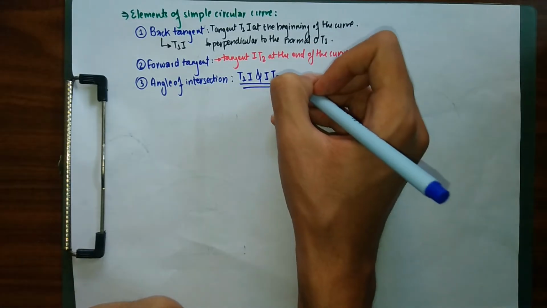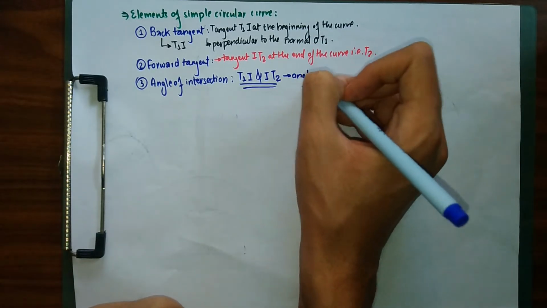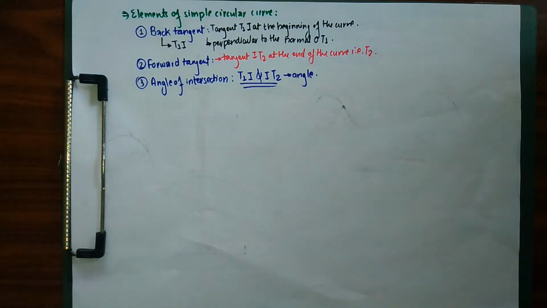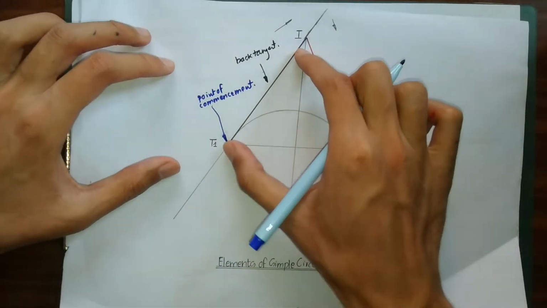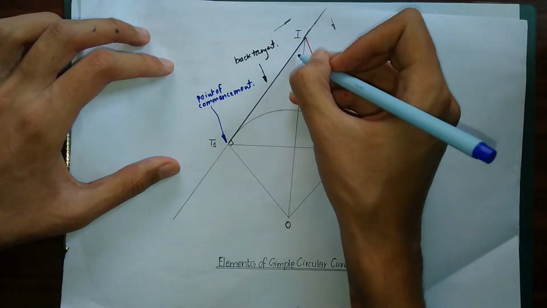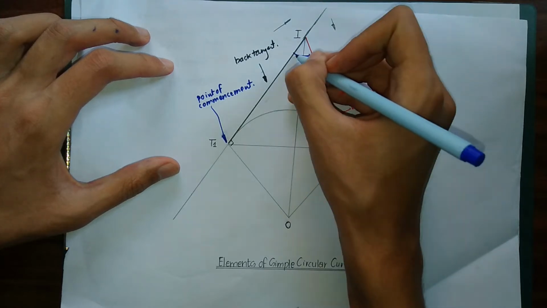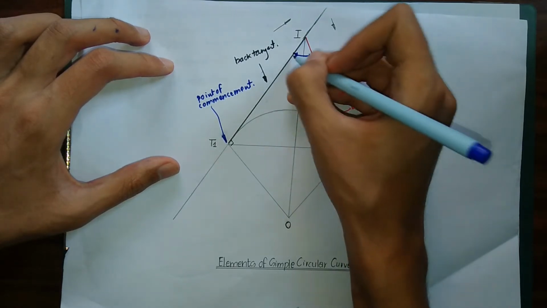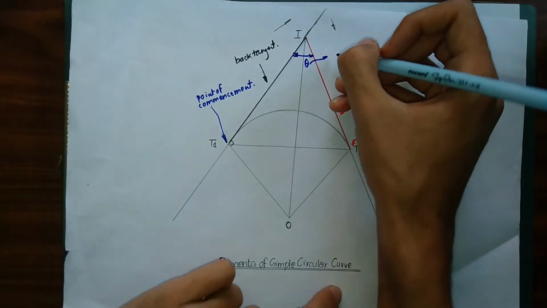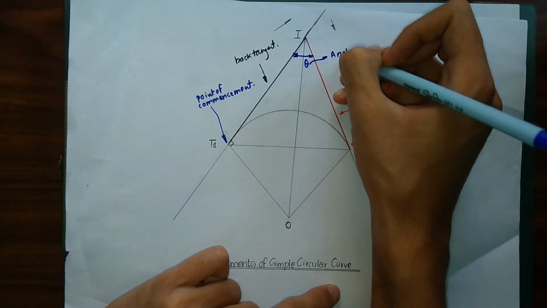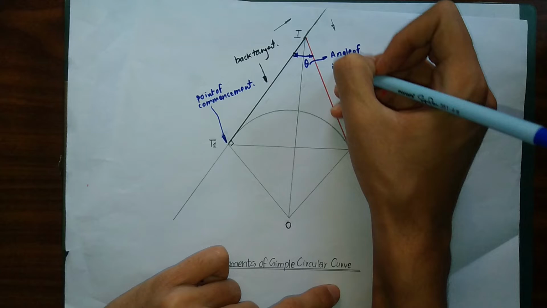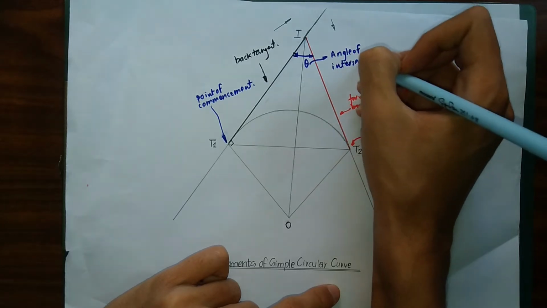The angle between both of these tangents, the angle between this forward and backward tangent, is simply our angle of intersection. So we have our back tangent T1I and our forward tangent IT2. The angle between both of them, between our forward and backward tangent, this angle theta is known as our angle of intersection.